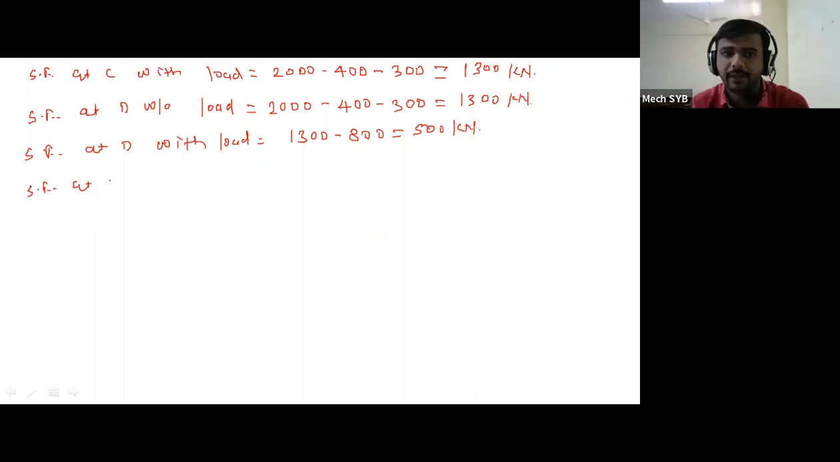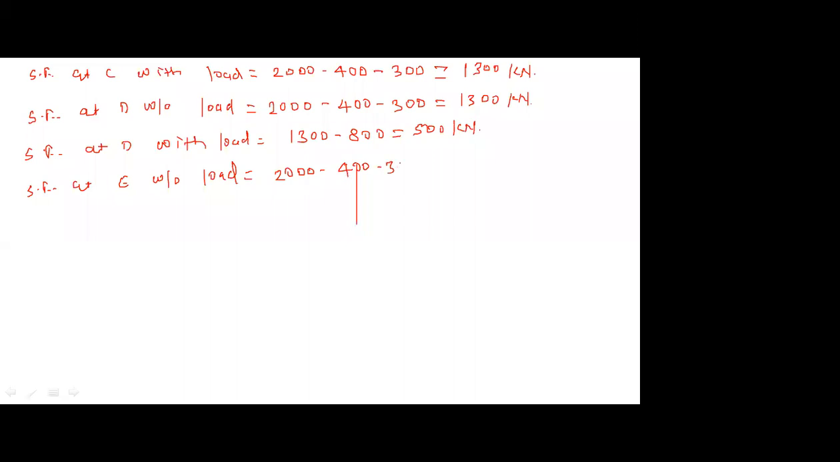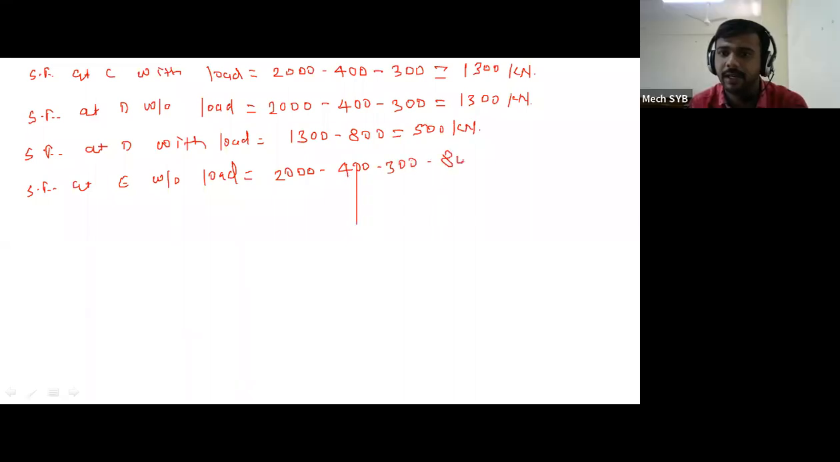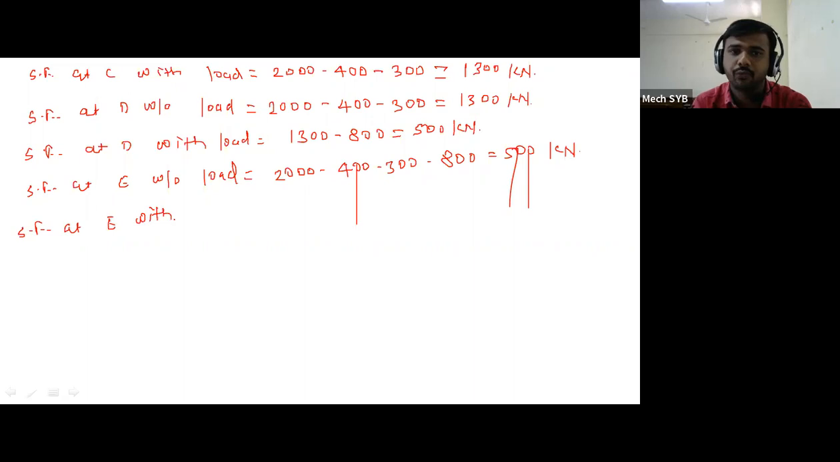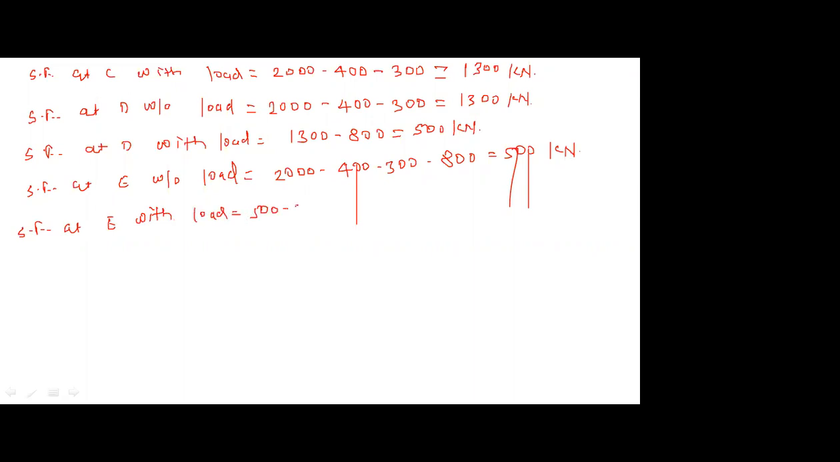And SF at E without load, again 2000 minus 400 minus 300 minus 800 is equal to 500 kilonewton. And next, SF at E with load is equal to 500 minus 500 is equal to 0.